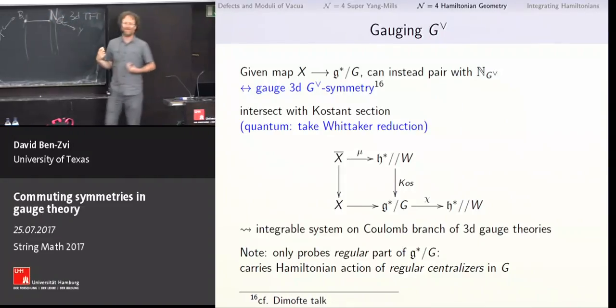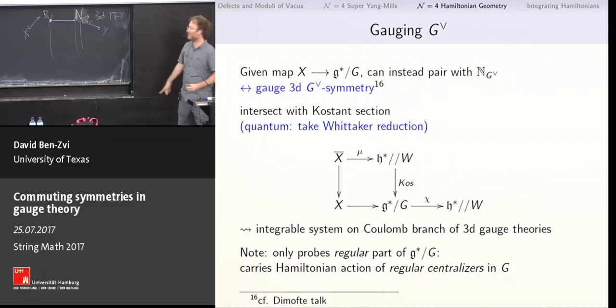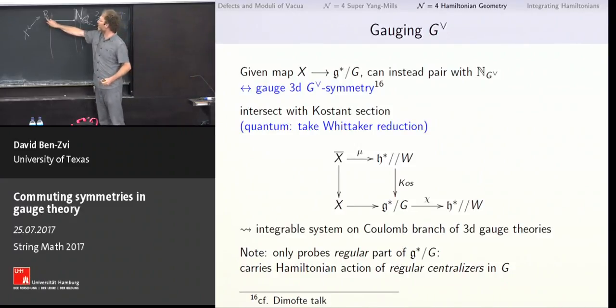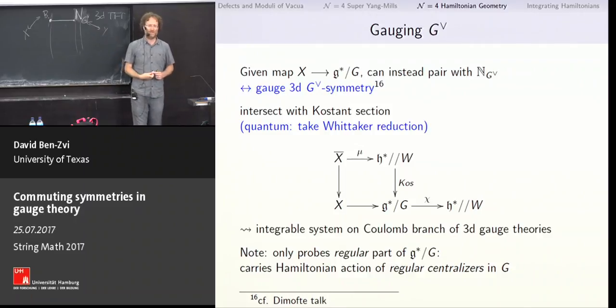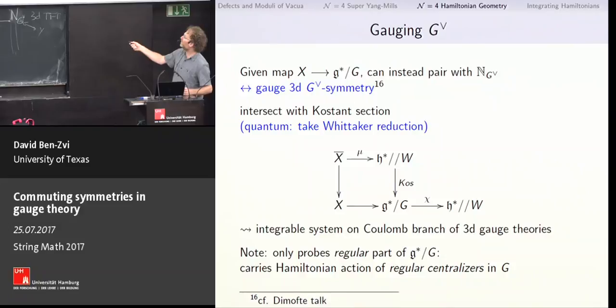Sandwiching with Neumann is gauging the G dual theory. I have a G dual theory. B is now a theory with G dual symmetry. I sandwich it with Neumann. That means I'm gauging the dual group. But from this point of view, it just means intersecting with the constant slice. I have my X to G dual mod G. I'm going to intersect it, just restrict it to the constant slice.